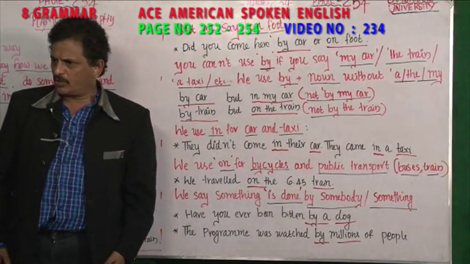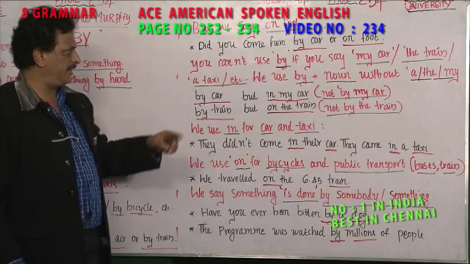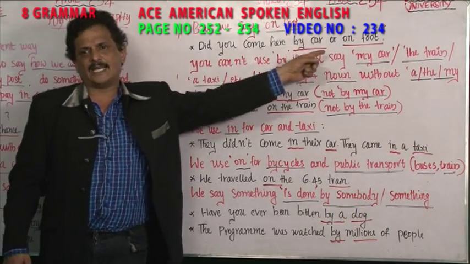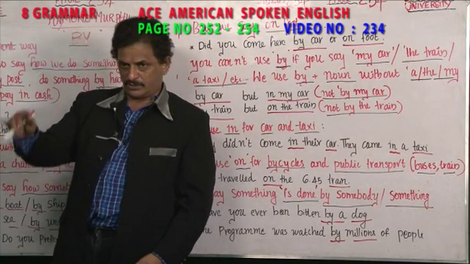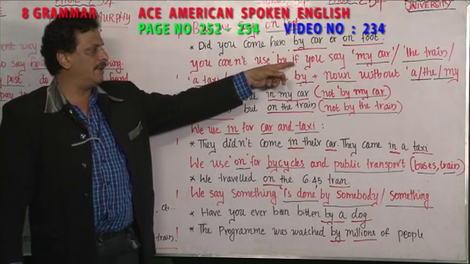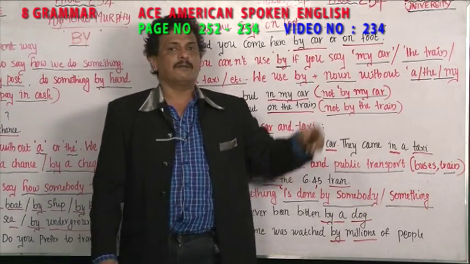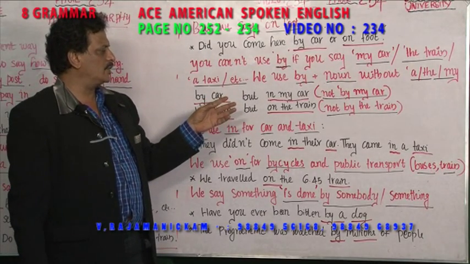அடுத்து இங்க பாருங்க, we say 'on foot'. 'By foot' என்று சொல்லக்கூடாது. What should we say? On foot. Did you come here by car or on foot? கார்ல வந்தியா அல்லது நடந்து வந்தியா? Not 'by foot', on foot. By car or on foot. You cannot use 'by' if you say 'my car'. 'My car' என்று வந்து விட்டால் 'by' யூஸ் பண்ணக்கூடாது.